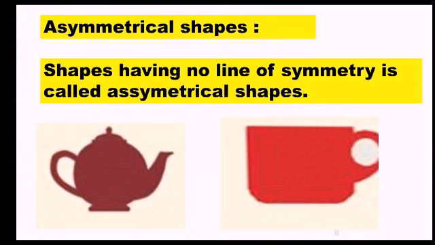See the example I have shown here: one is a kettle and another one is a cup. If we want to draw any line of symmetry, we cannot, because the line which we draw will not divide the shape into two equal halves. That's why it is not a symmetrical shape. So which shapes are called asymmetrical shapes? Those having no line of symmetry.